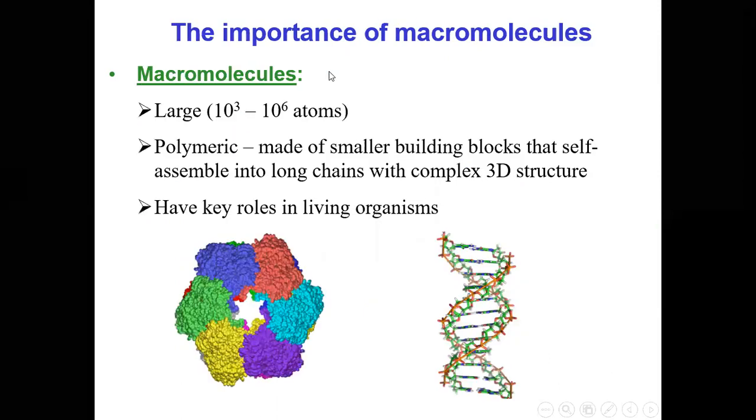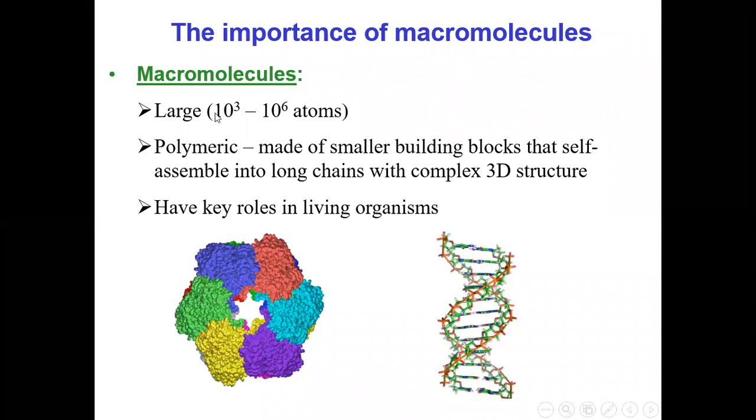So what are these macromolecules? As the name implies, these are very large molecules. They contain between thousands and millions of atoms, but they're also polymeric, which means that they are built from smaller building blocks, organic compounds, that are different in each type of macromolecule. And these building blocks attach to one another covalently by forming chemical bonds and form very long chains. The chains then fold in three-dimensional space into a compact structure, which has a certain biological activity.